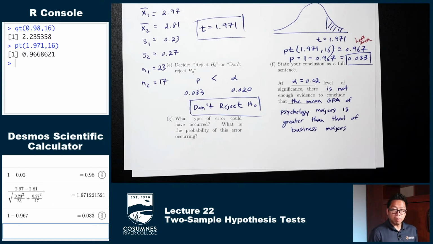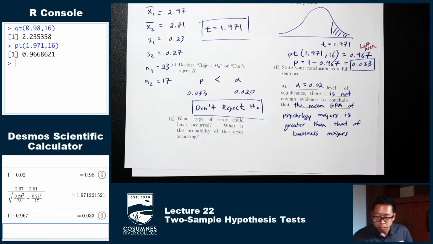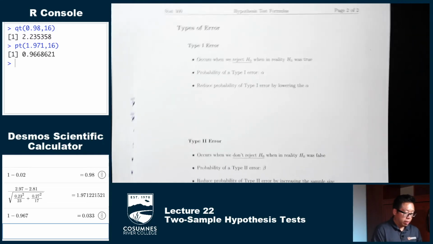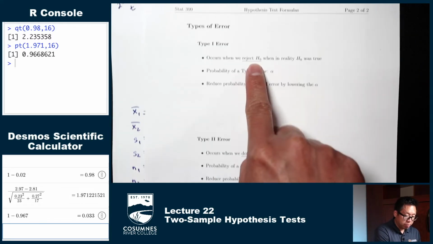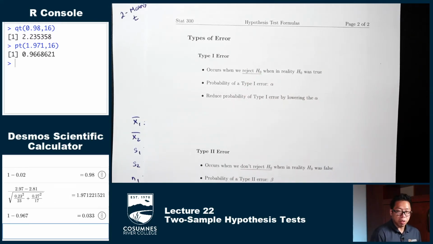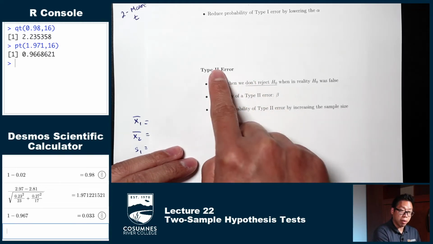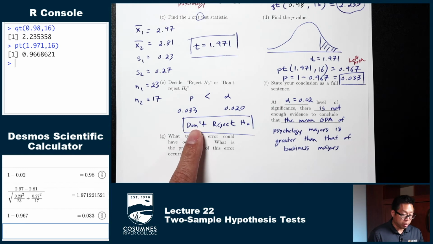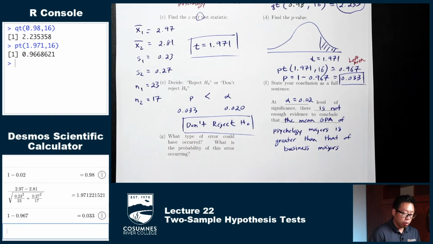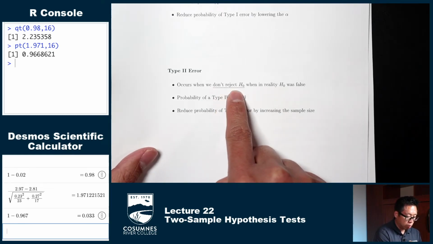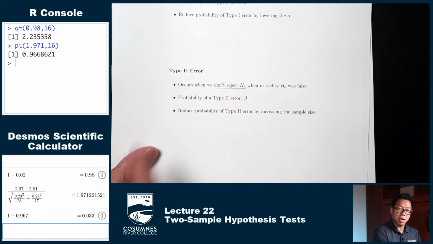Part G, what type of error could have occurred? And what is the probability of this error occurring? Okay, so back to my second page about the errors. If you rejected H0, then you could have a type 1 error. If you did not reject H0, you could have a type 2 error. In this case, we did not reject H0, so don't reject H0 goes with type 2. So we could have a type 2 error.